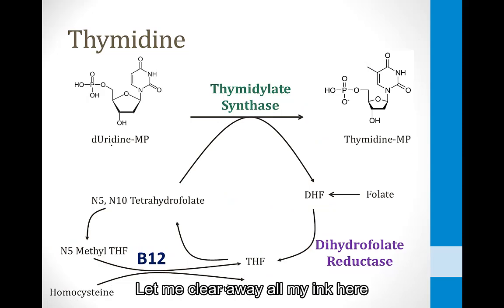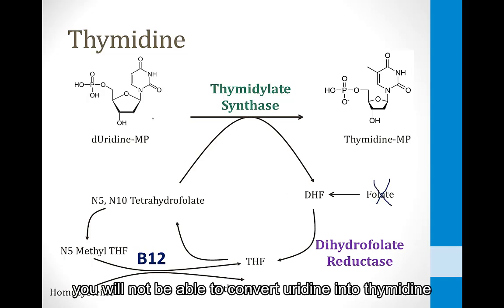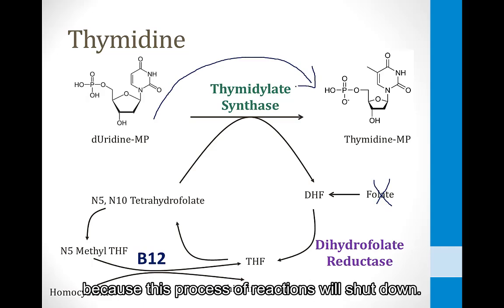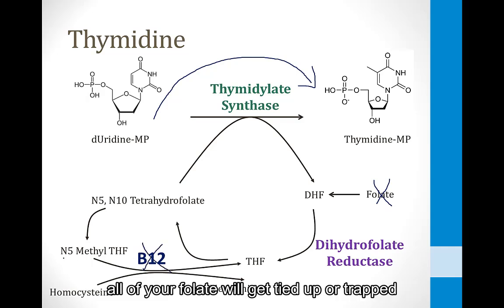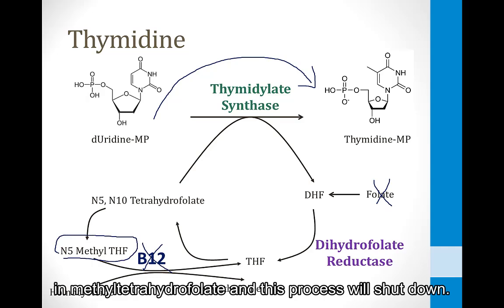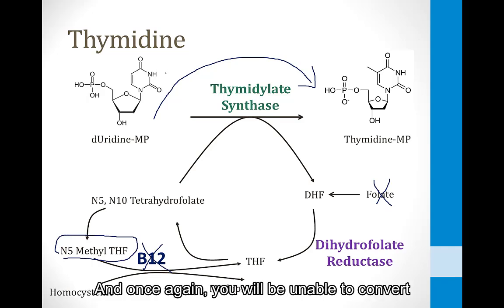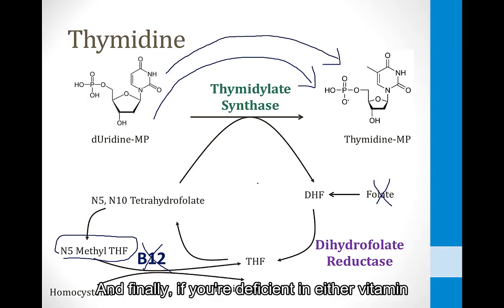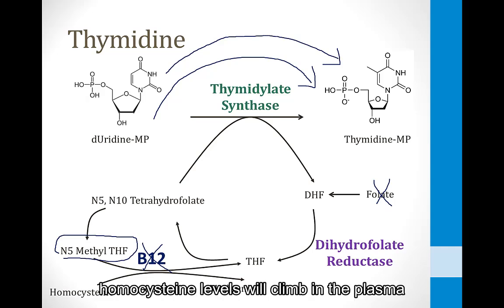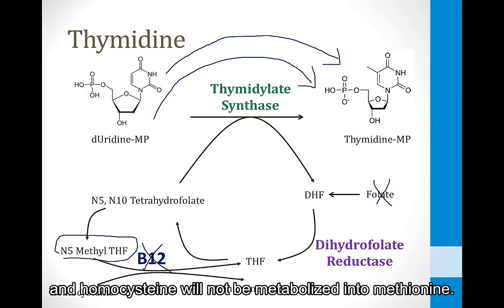Let me clear away all my ink here and show you the big picture. If you lack folate in cells in your body, you will not be able to convert uridine into thymidine because this process of reactions will shut down. Additionally, if you lack vitamin B12 in your cells, all of your folate will get tied up or trapped in methyl tetrahydrofolate, and this process will shut down, and once again you will be unable to convert uridine into thymidine monophosphate. And finally, if you're deficient in either vitamin, homocysteine levels will climb in the plasma because this sequence of reactions will shut down and homocysteine will not be metabolized into methionine.